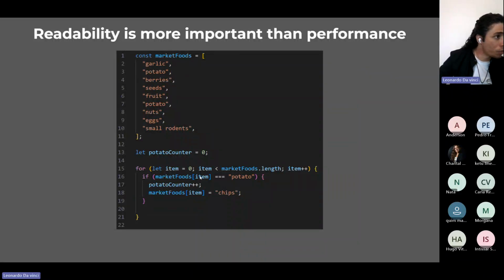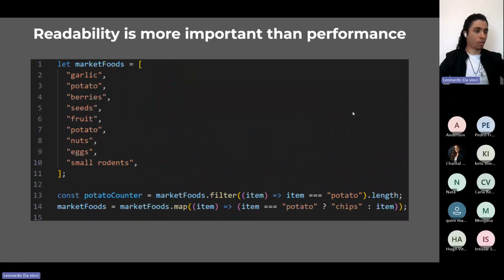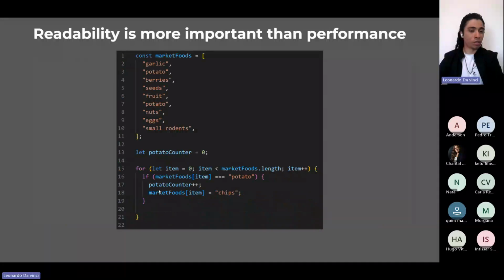And if the item that I'm running is a potato, oh, so I count the potato. Okay, nice name, potato counter. And then the thing here changed for chips. Okay, now in this one, I have the market, then I filter for potatoes, and I have the amount of potatoes. And then I map, so I get basically all these things, and okay, if it's a potato, now it's a chip. And if it's not, it keeps being what it was before. Come on. You put your eyes in here, you know what it's doing, but not in here.